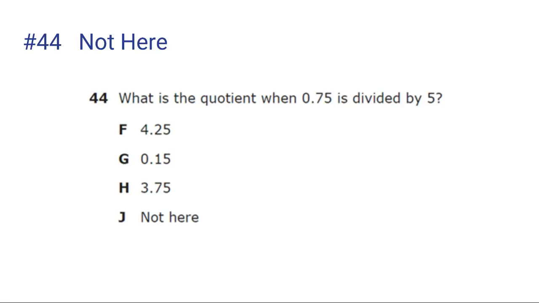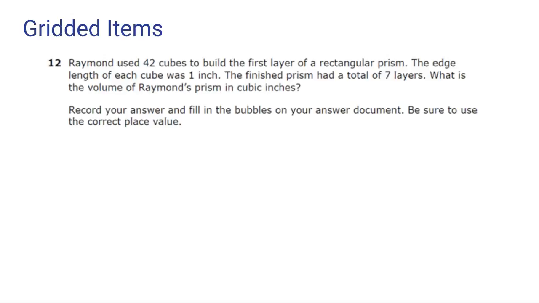Not here is one of the answer response choices, such as on number 44. J, the answer was not here. Griddable items: historically, we don't do very well with griddable items. They are open response items, so it does involve more critical thinking. Usually, we do have a multi-choice item with griddable items.